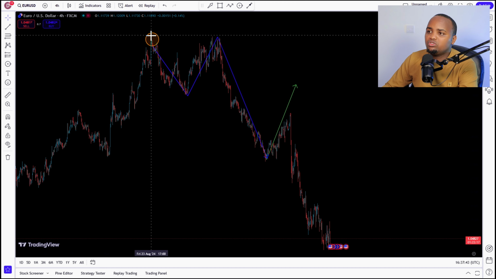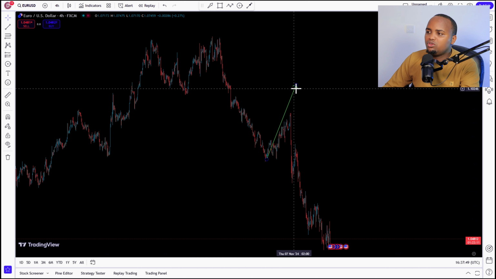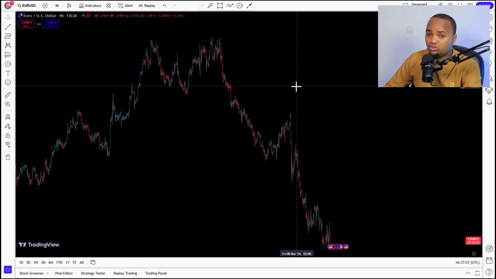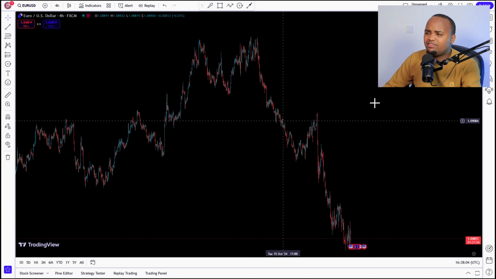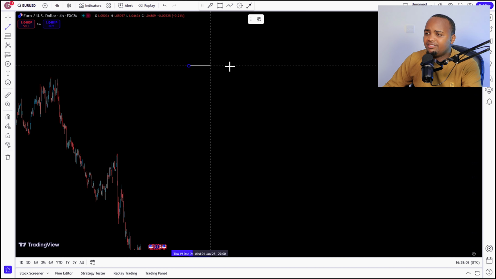Now, after learning how to use these instruments, let's go to the next things and learn how to draw support and resistance, because they are very important. Now let's learn about support and resistance. We have two types of support and resistance. First of all, this is called vertical resistance.